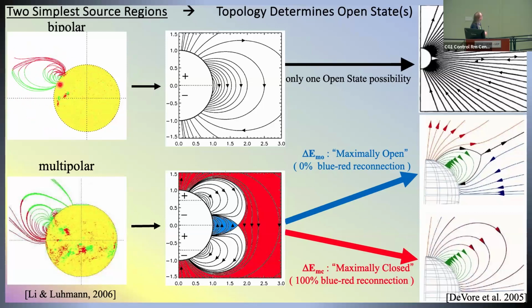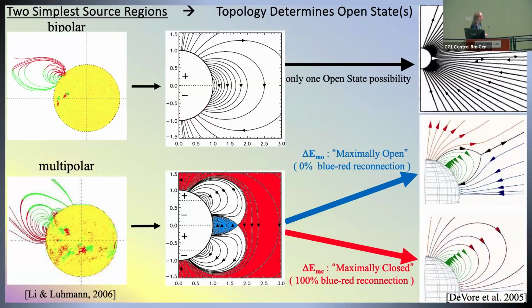So this is essentially the same kind of configuration as basically a dipole. And so we're going to approximate this sort of realistic source region with an unrealistic source region, but at least we'll understand the physics that's going on here. So if I take this configuration of just a pure dipole, and it's axisymmetric, so it goes all the way around, there's only one open state possibility.